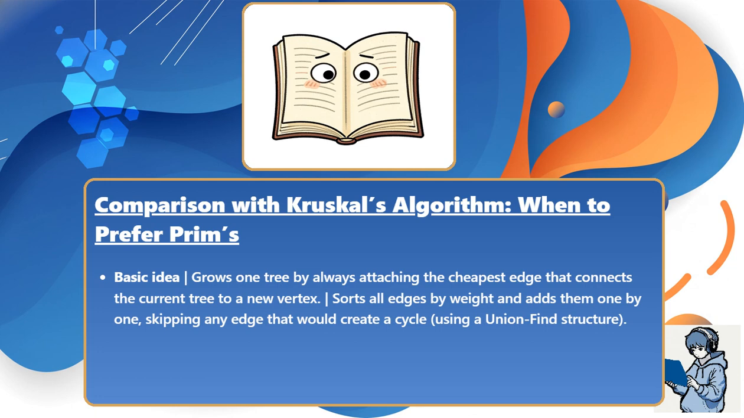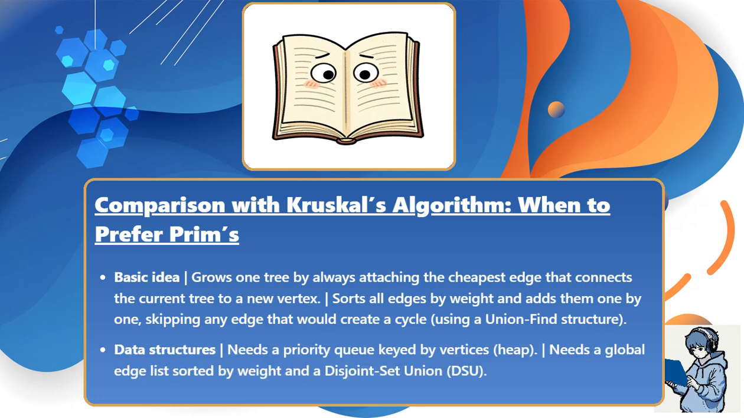using a union-find structure. Data structures: Prim needs a priority queue keyed by vertices, a heap. Kruskal needs a global edge list sorted by weight and a disjoint set union, DSU.